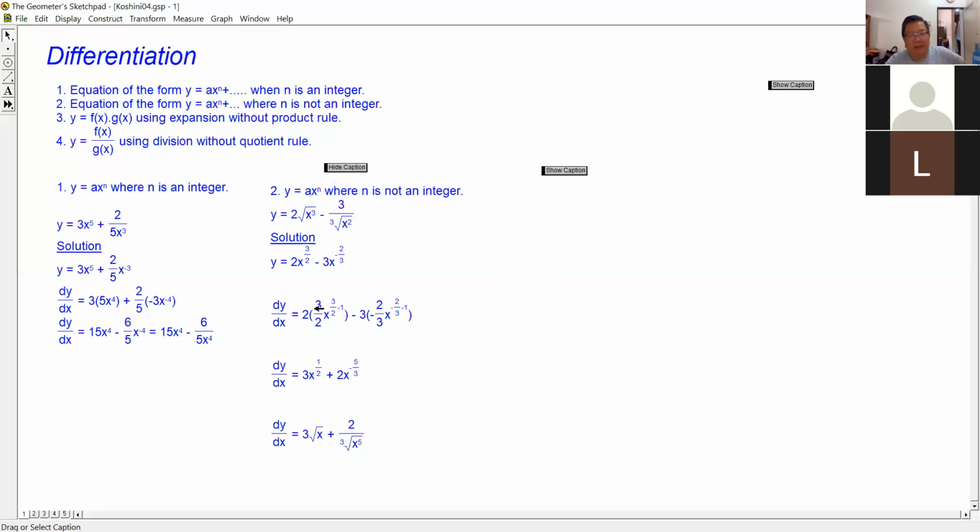Simplify. So the numbers, I multiply them together. 2 times 3 over 2 becomes 3. So x to the power 3 over 2 minus 1 becomes x to the power of half. 3 over 2 minus 1 is half. Then the next term, negative 3 times negative 2 over 3. The negative 3 and negative 3 cancel, it becomes positive 2. Then next we deal with the index. Negative 2 over 3 minus 1 is negative 5 over 3. So is this correct? Wan Li, did I do the subtraction of the indices correctly? Yes or no?